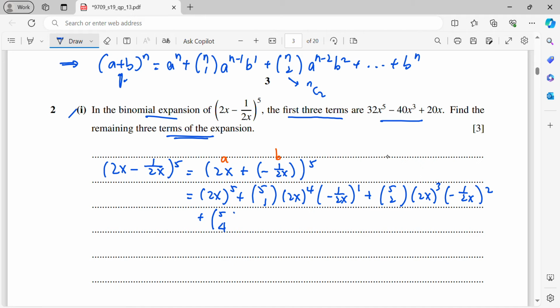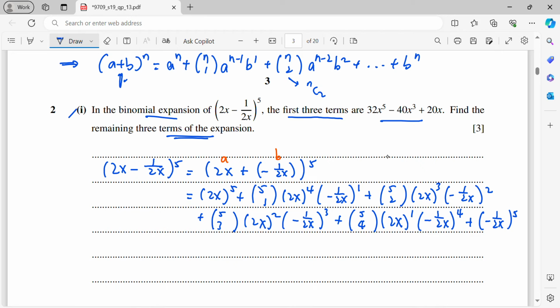Okay, and then followed by the next term, plus 5C3 (2x)^2 (negative 1 over 2x)^3. Sorry, this is 3. Then 5C4 (2x)^1 (negative 1 over 2x)^4 plus the last term, negative 1 over 2x to the power 5.